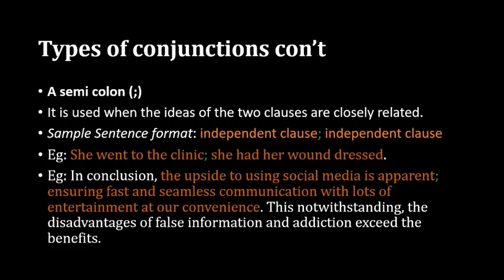And looking at the sentence format over here, you have your independent clause, then your semicolon comes, followed by another independent clause. Okay, so let's take this example. We say she went to the clinic. She had her wound dressed. So the point is a clinic is related to wound dressing, right? Because you don't do wound dressing at the grocery store. And you definitely don't go to the clinic to buy some groceries for yourself.